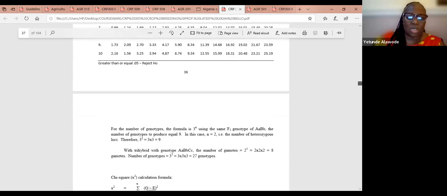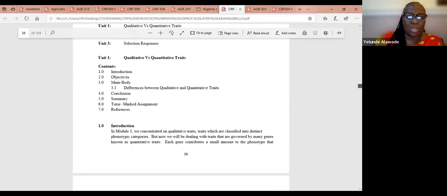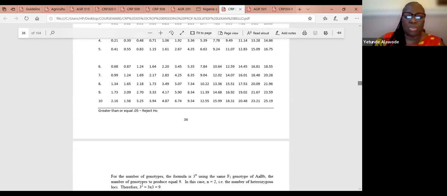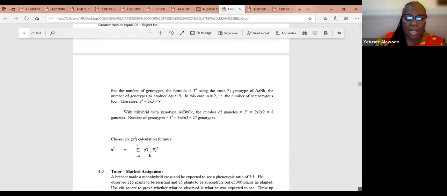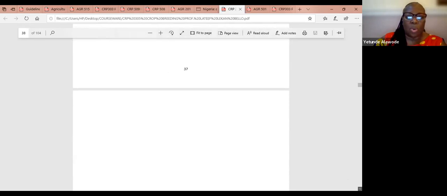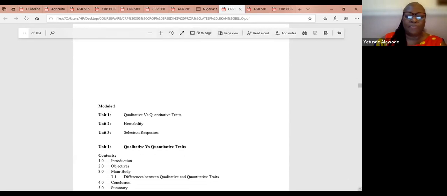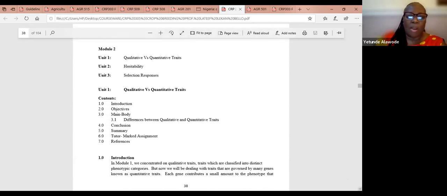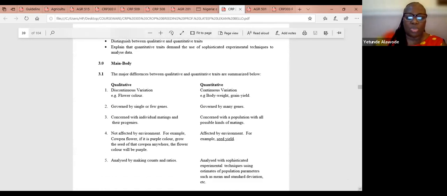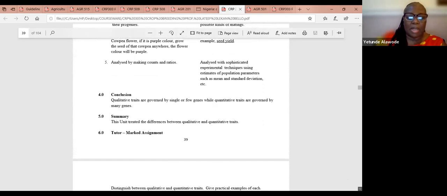After chi-square, we talked about heritability. Like I said, you don't need to take any chi-square table to the exam hall. You shouldn't go to the exam hall with any sheet of paper. Anything you need is inside your question paper there. So you know your formula for your chi-square and you work around the examples. Then for your quantitative and qualitative traits, you should be able to know the differences between them.